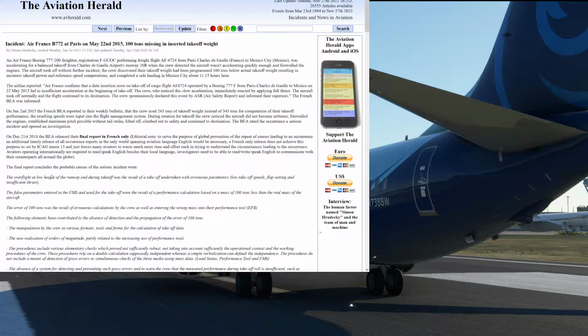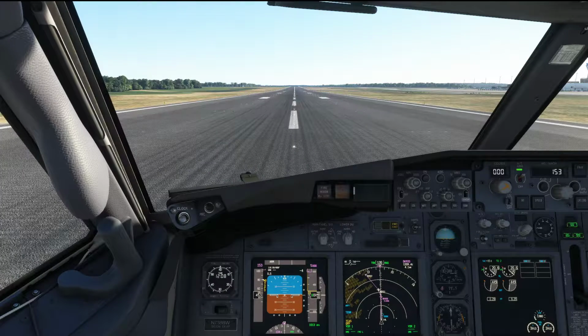Now, to continue on with the report, the false parameters entered in the FMS and used for takeoff were the result of a performance calculation based off a mass 100 tons less than the real mass of the aircraft. The error of 100 tons was the result of erroneous calculations by the flight crew, as well as entering the wrong mass into their performance tool in the electronic flight bag. Now, that is the point that we could just very quickly have a look at in our 737 cockpit to see how that could be prevented.